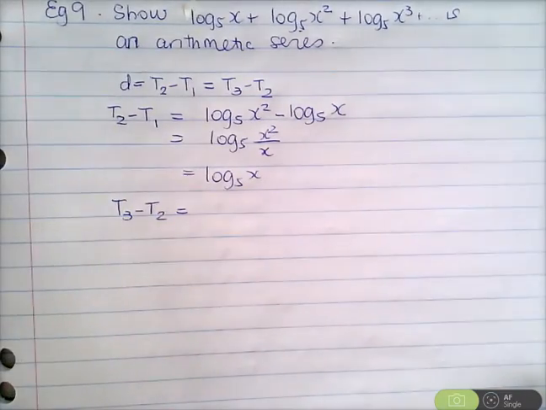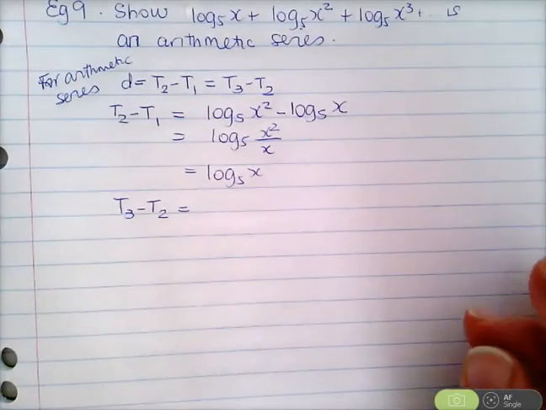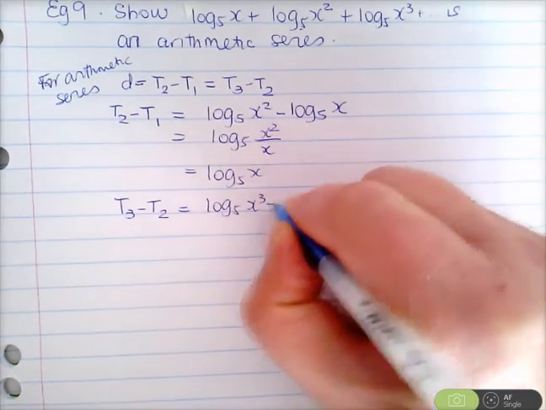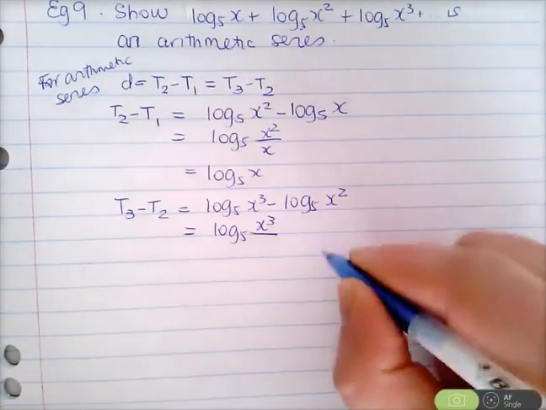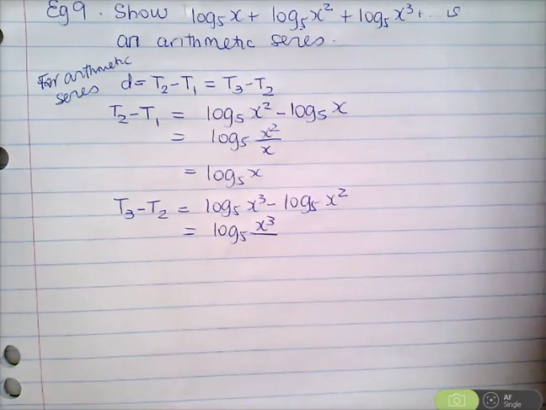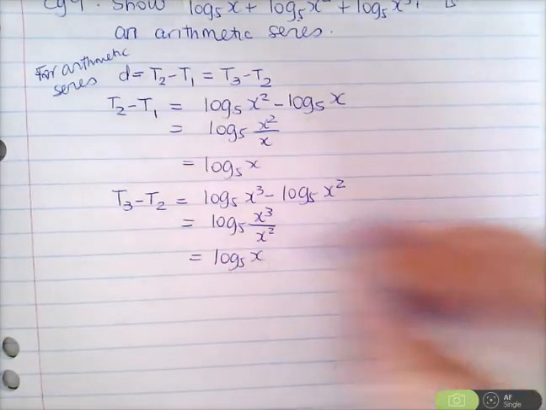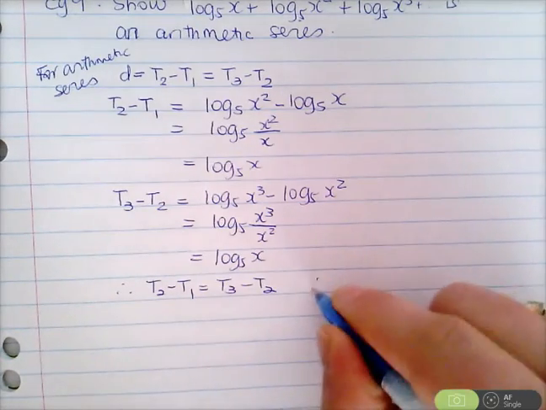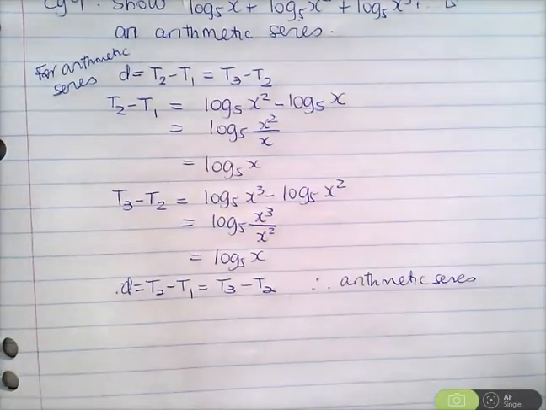So it's not enough just to do t2 minus t1. For an arithmetic series, you're going to have to show that t2 minus t1 equals t3 minus t2. So t3 minus t2 is log to the base 5 of x cubed minus log to the base 5 of x squared, which, using the log rules, log of a minus log of b is log of a over b. So it's log to the base 5 of x cubed over x squared, which is log to the base 5 of x. So therefore, t2 minus t1 equals t3 minus t2. Therefore, it's an arithmetic series. I can put d equals log to the base 5 of x, okay?